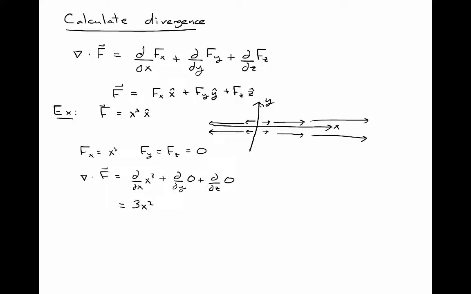So that means that the divergence is always positive. Does this always look like it's spreading out? Yeah, it does. And it says that the divergence is bigger the further away from x equals 0 you get. Does it look like it's spreading out more the further away from x equals 0 you get? Yes, it does. So that one seems to make sense.